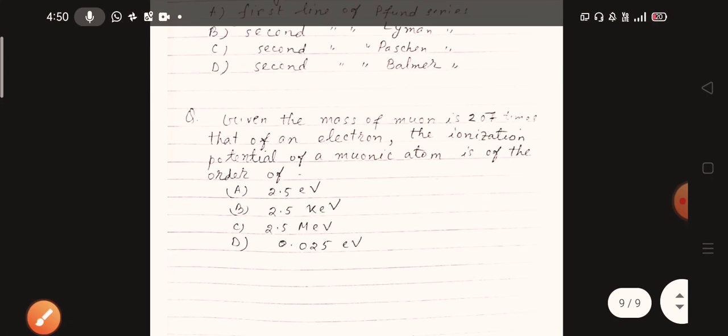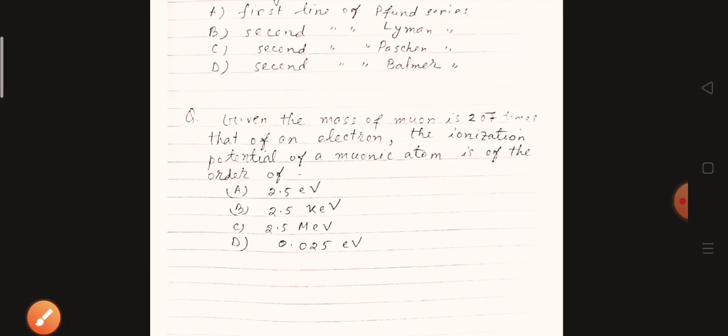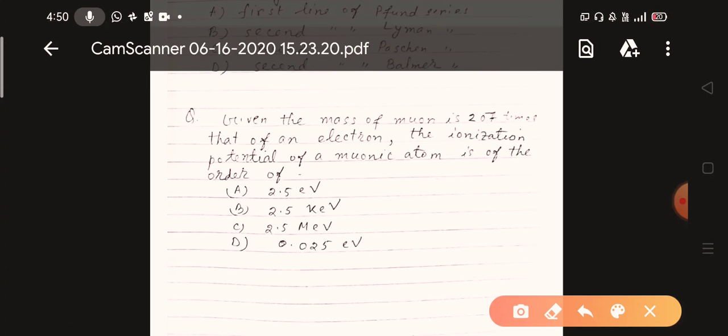Now you have a homework. Given the mass of a muon is 207 times that of an electron, the ionization potential of a muonic atom is of the order of how much?